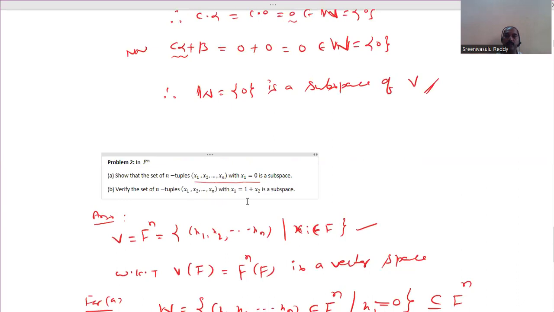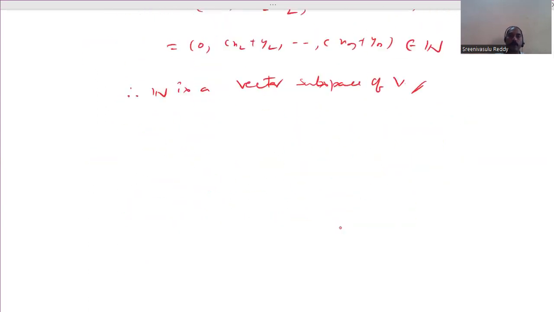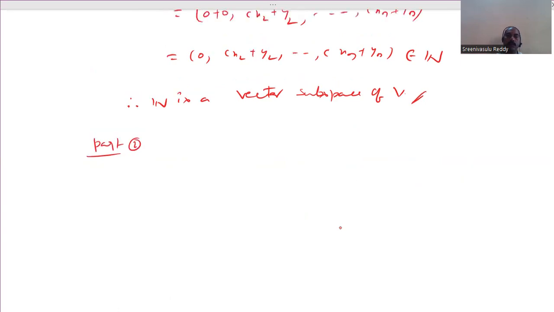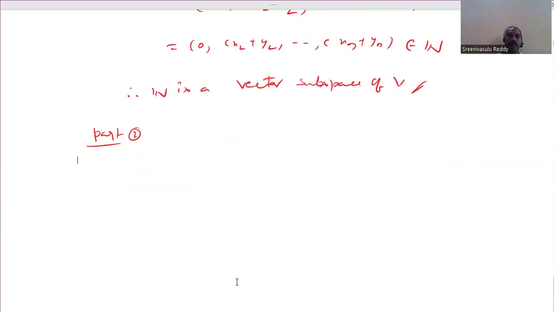Second question. Verify this set, which is a vector space or not, part B. But they provide the relation. Two parts: answer for A, answer for B.